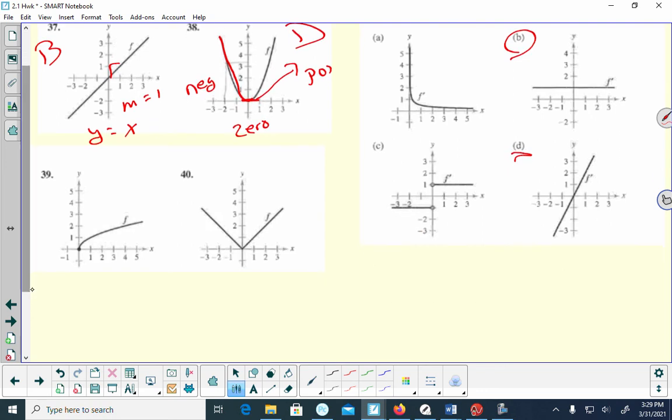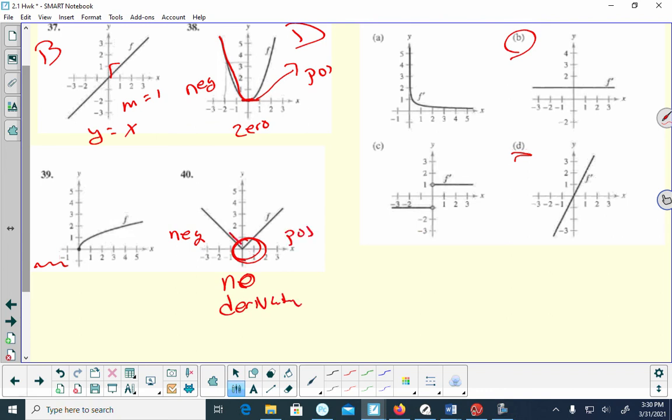39, my graph is always positive. I know that I don't have anything to the left of 0. And so I'm going to hold. I think it's A. I'm pretty sure it's A, but I want to verify that this one is not A. This one is negative. Then I have that sharp turn, which means there's no derivative. And then it's positive. So do I have anything that's negative, no derivative, positive?